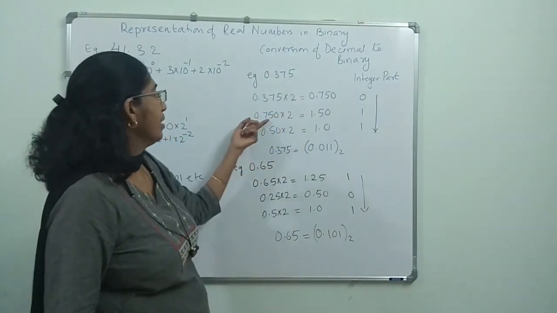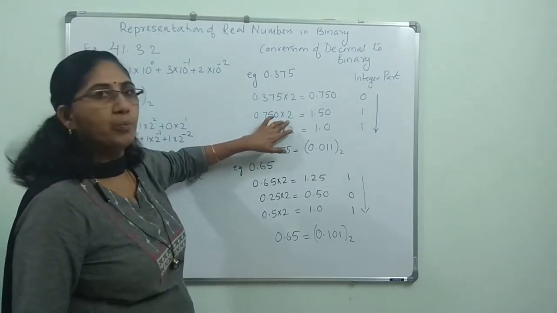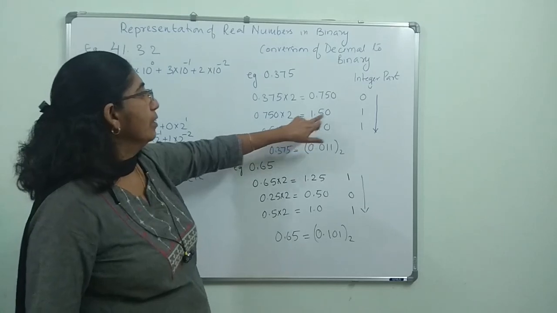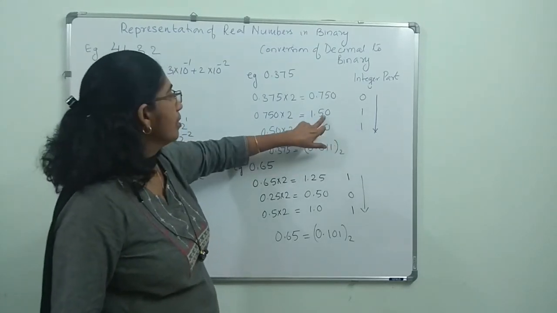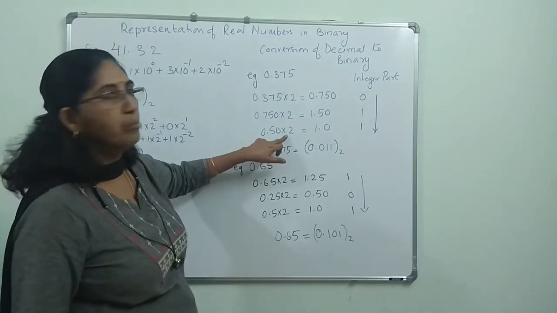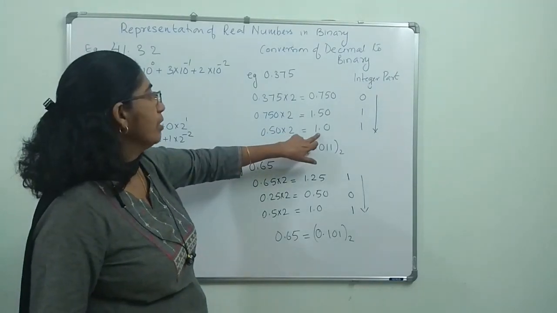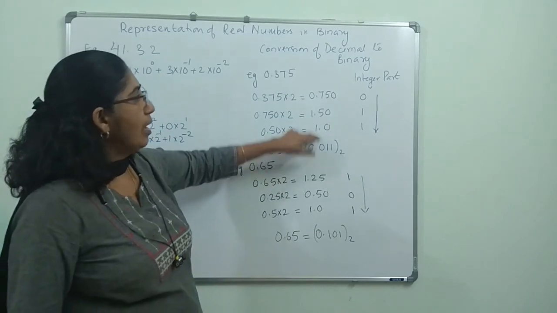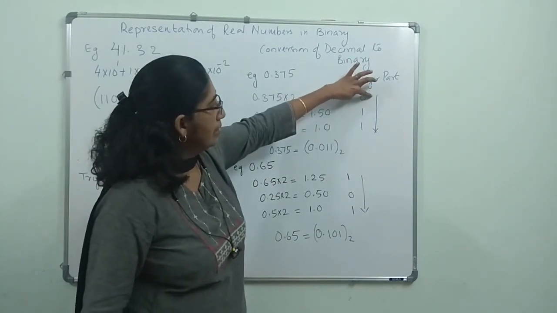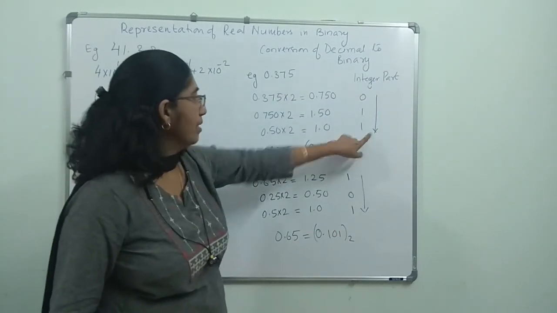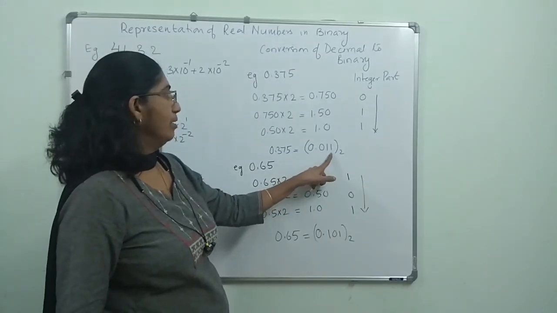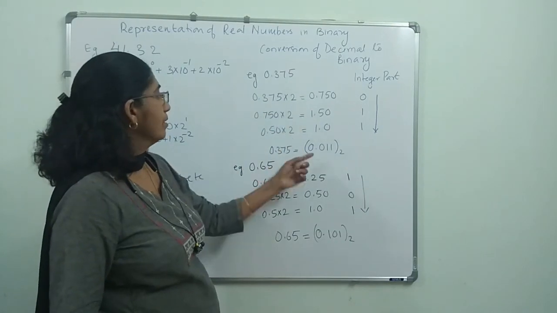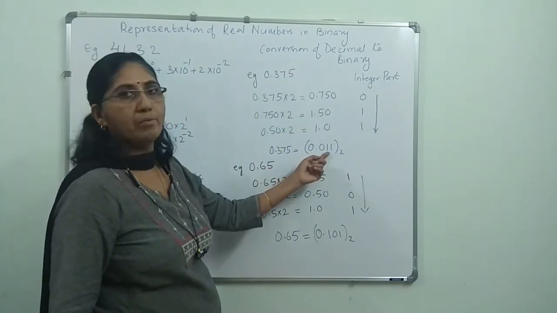Again the decimal part I am taking, multiplying by 2. I get 1.50. Here the integer part is 1. Integer part I will write here. The remainder I will write here. Again I will multiply the remainder by 2. I am getting 1.0. The integer part is 1. Remainder is 0. I have to read it like this, from top to bottom. So 0, 1, 1. Before that I have to put a decimal point. So in binary this is equivalent to 0.011.